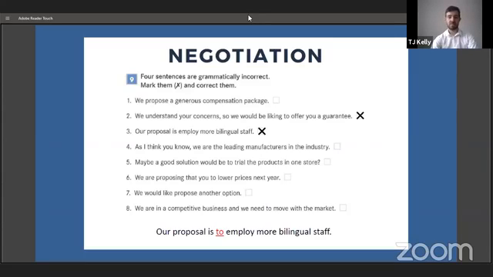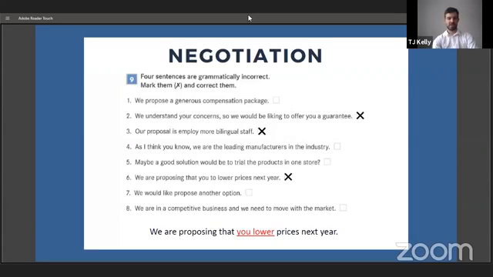The fifth sentence, maybe a good solution would be to trial the products in one store. Again, perfectly okay. The sixth sentence says, we are proposing you to lower prices next year. That's not quite right. We are proposing that you lower prices next year. I think sounds better. Drop the to.